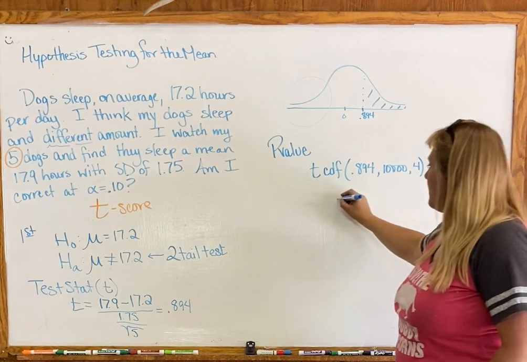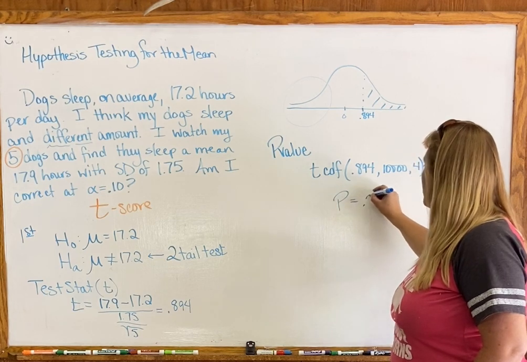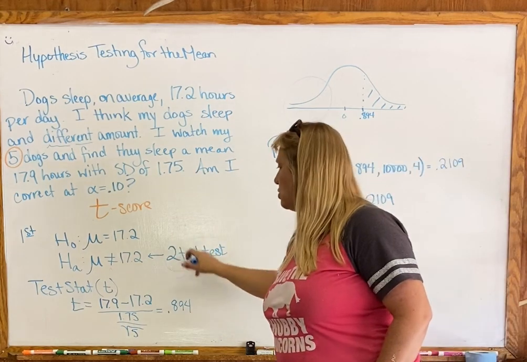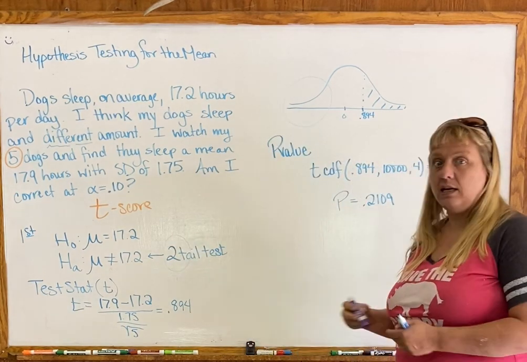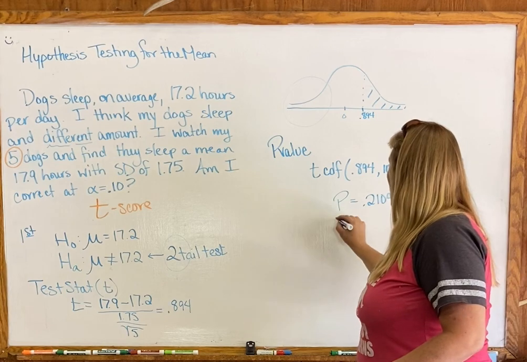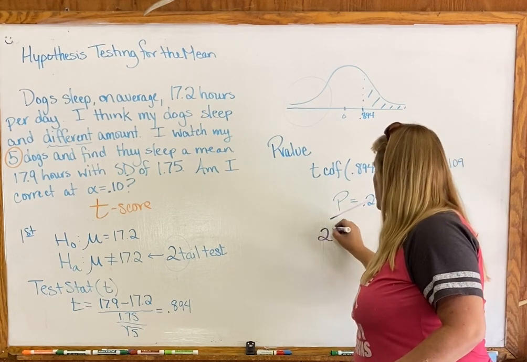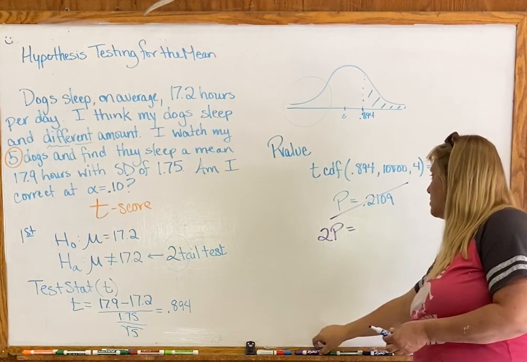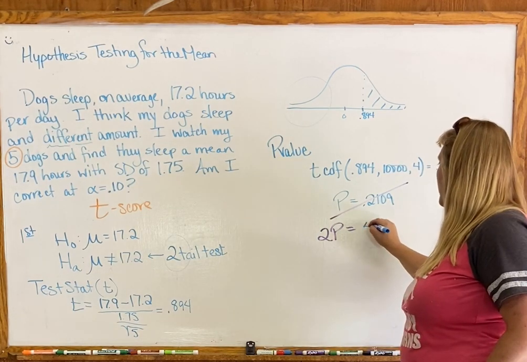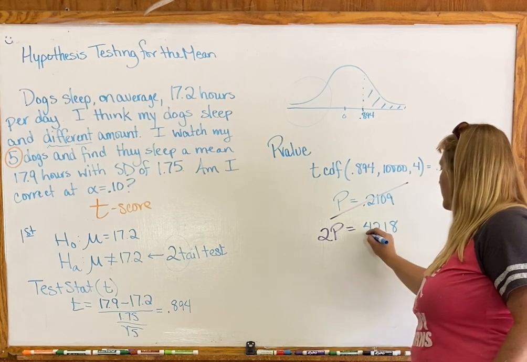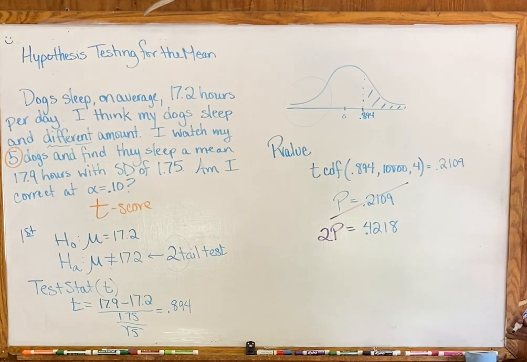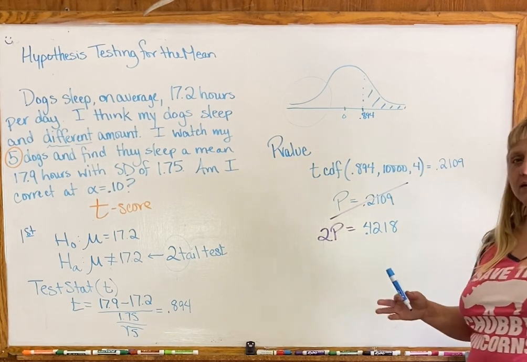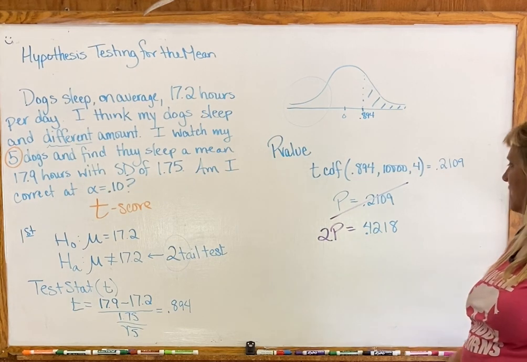Okay. So our p-value is 0.2109. But what did we just say? Because of the two-tail, we need 2p. So we don't want this, we want 2p, which, if we multiply that by 2, will give us 0.4218. Okay, good. So the 2p, the probability that we make a type 1 error in this case, is 42%.